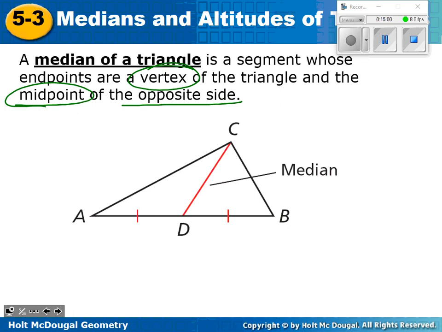First, on your paper, this time I did not give you the picture where we had the acute, the right, and the obtuse triangles. So I want you to go ahead and draw those in. On your paper, wherever you have room, draw in an acute triangle, draw a right triangle, and draw an obtuse triangle. And we're going to see what happens when we draw in all of the medians.